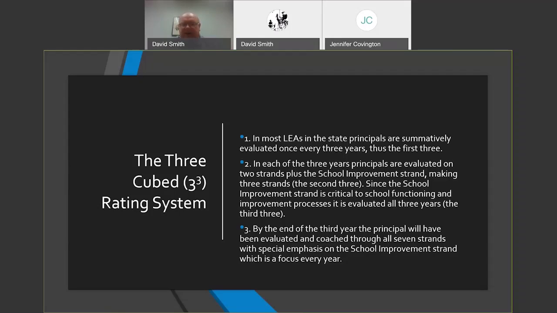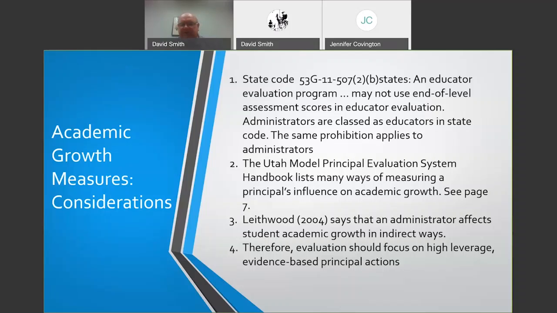So let's look now at the next part of the evaluation system, which is academic growth measures. Here are some considerations, some things that we really looked at when we were trying to design this part of evaluation. This isn't something we've looked at with administrators before, other than saying that we're going to look at the overall academic performance of your school. But it hasn't really been laid out in a very coherent way.